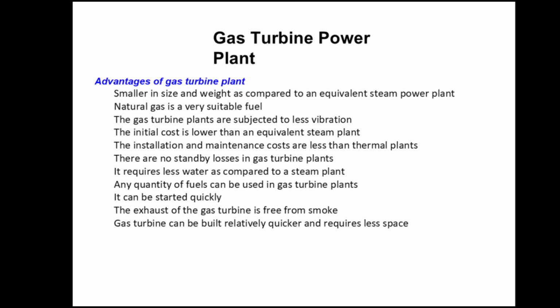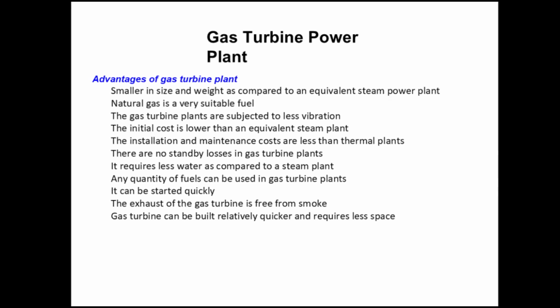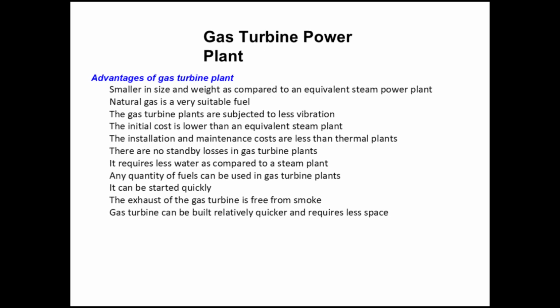Gas turbine power plant. Advantages of gas turbine plant. Smaller in size and weight as compared to an equivalent steam power plant. Natural gas is a very suitable fuel. The gas turbine plants are subjected to less vibration. The initial cost is lower than an equivalent steam plant. The installation and maintenance costs are less than thermal plants. There are no standby losses in gas turbine plants.